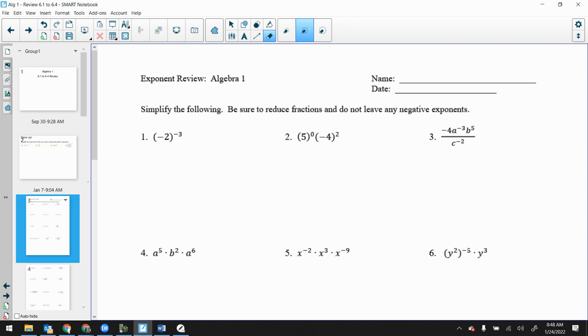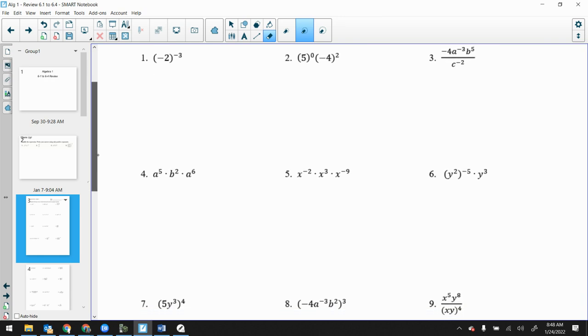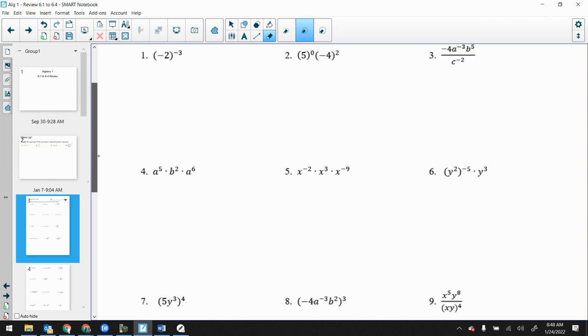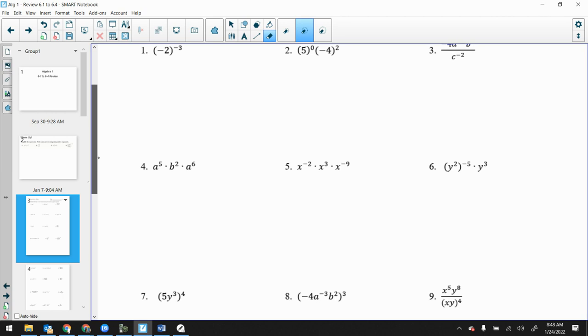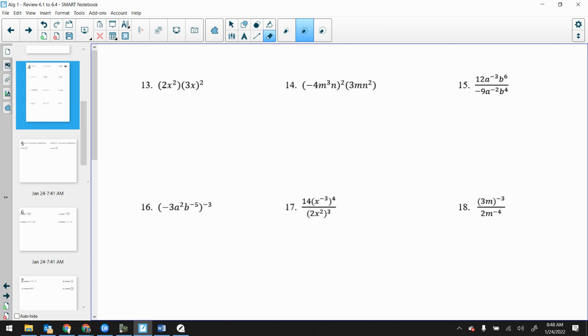Yes, Brianna. Which one? 15, sure. 15. It's on the back. On the back of the worksheet. Anybody didn't know there's a back of the worksheet? It's on the top right of the back of the worksheet.